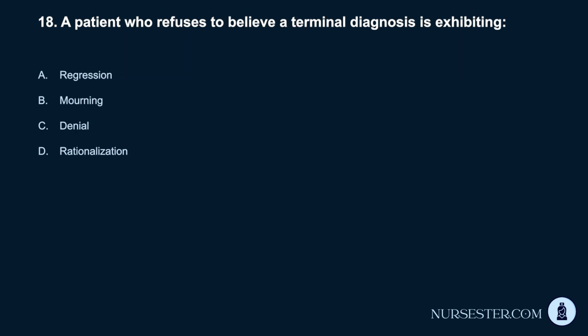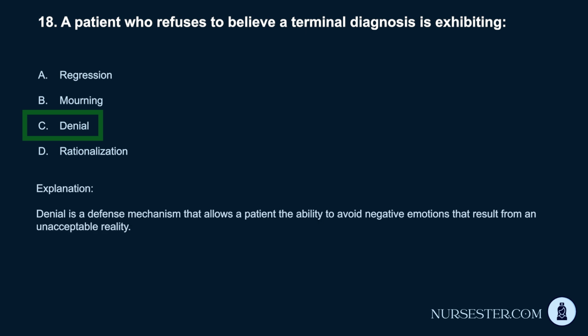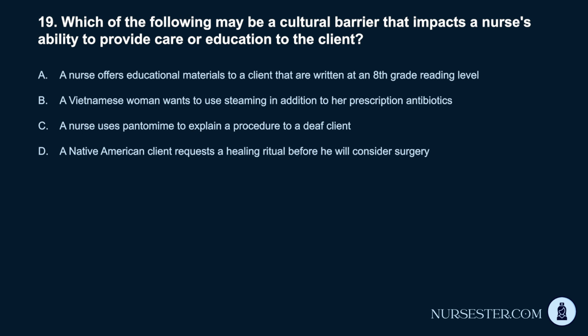18. A patient who refuses to believe a terminal diagnosis is exhibiting A. Regression. B. Mourning. C. Denial. D. Rationalization. Correct answer, C. Denial. Denial is a defense mechanism that allows a patient the ability to avoid negative emotions that result from an unacceptable reality.